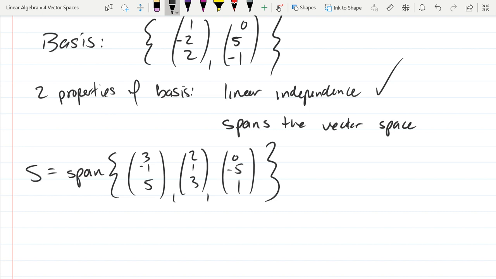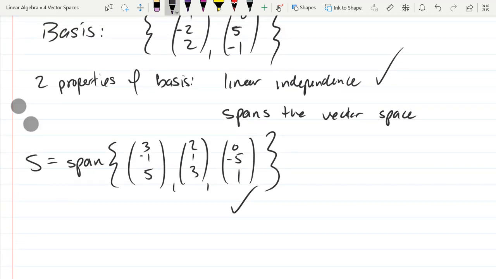Now we want to show that we can make anything in the span. All we really have to do is check if we can make the three vectors from a combination of our basis vectors. Can I generate these three vectors? All right, the third vector is super easy. The third vector, 0, negative 5, 1. How do I make that vector?